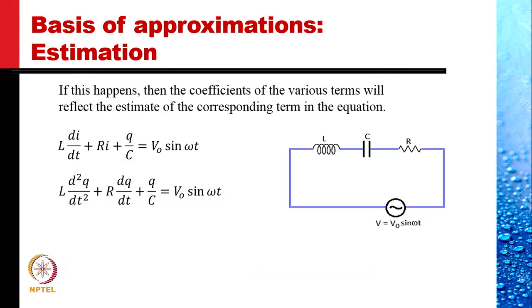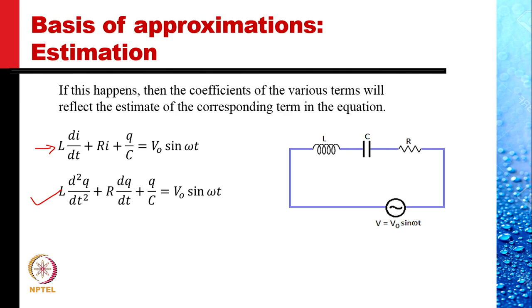Consider an LCR circuit. The voltage drop across the inductance plus the voltage drop across the capacitance plus that across the resistance must sum up to the alternating voltage that is applied to the system. The resulting equation is here. If I write the current as dq by dt, where q is the instantaneous charge on the capacitor, then this equation converts to this.